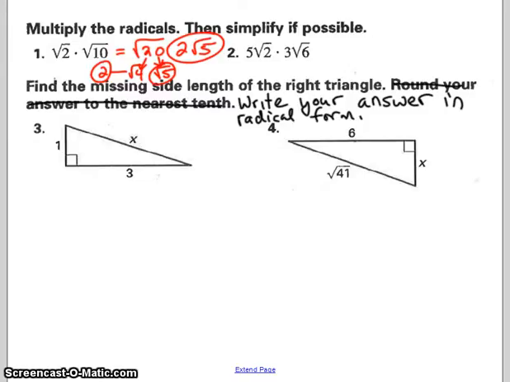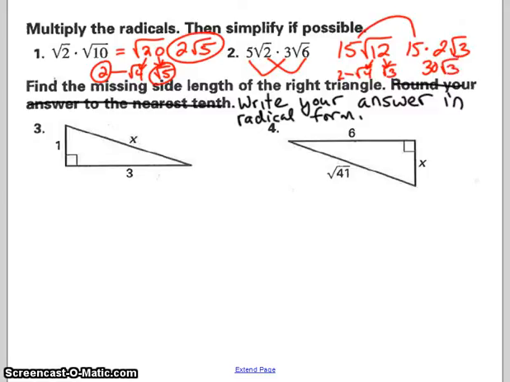Next one, we're multiplying again. We multiply the outsides, 3 times 5 is 15, and then the insides. Rad 2 times rad 6 is rad 12. Now we can simplify rad 12, again 4 and 3, and you get 2 rad 3. So we have 15 times 2 rad 3, and you get 30 rad 3.